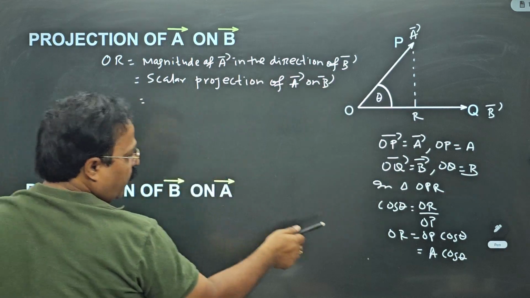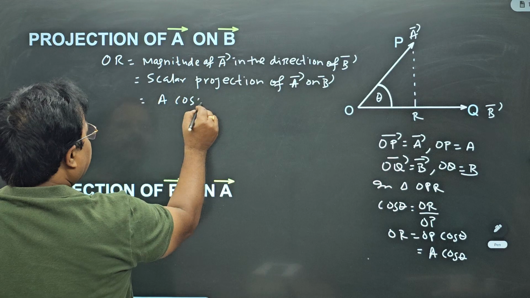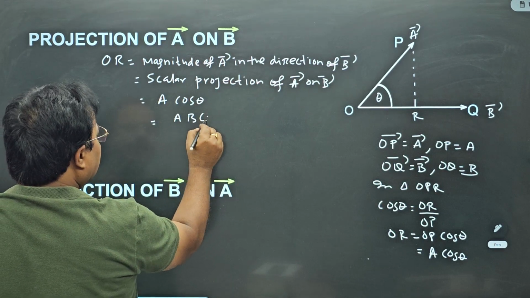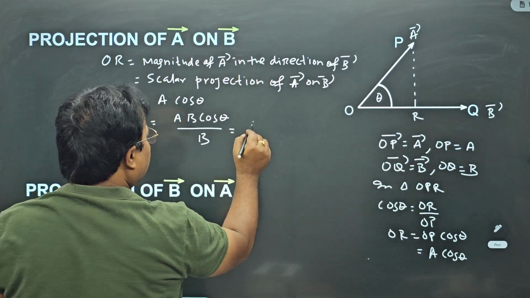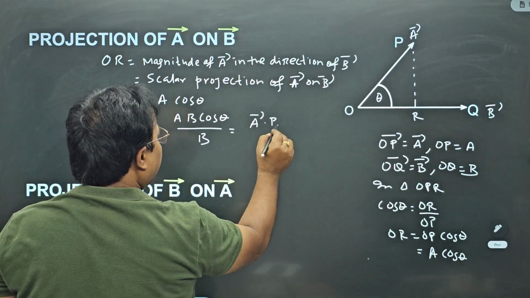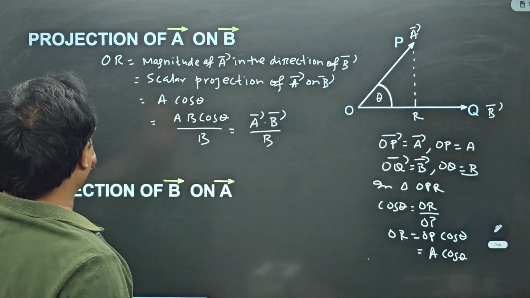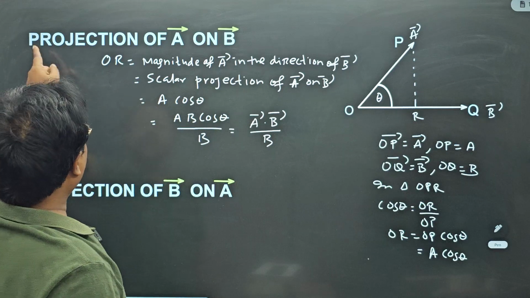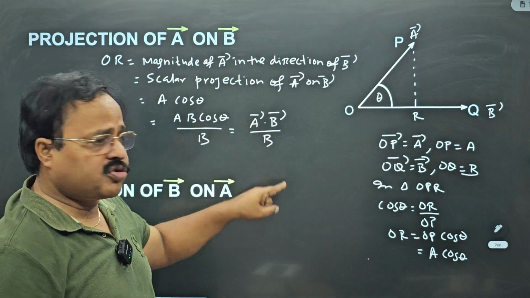This is equal to A cos theta. Can I write it as A B cos theta by magnitude of B? A B cos theta is equal to A dot B. So A dot B by magnitude of B. So scalar projection of A vector on B vector is equal to A dot B divided by magnitude of B.